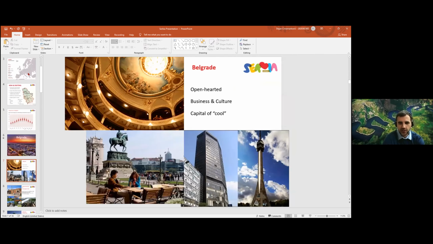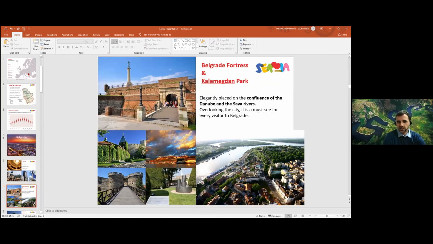Belgrade, as I said, the capital, is an open-hearted city. It's difficult to say what its main attraction is. You can see some of the buildings and attractions, the National Theater, the Republic Square, but the atmosphere is something that most people describe as being the most impressive about Belgrade. So it's the people, atmosphere, and food. Some of the attractions are Belgrade Fortress and Kalemegdan Park, which you can see in the pictures.